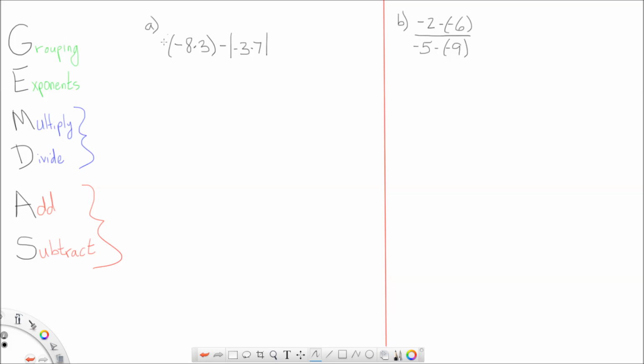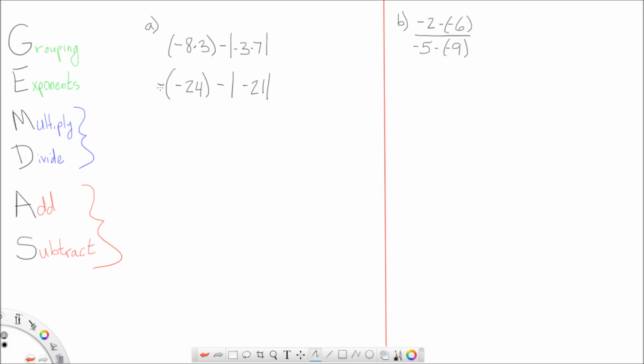The first thing we're going to do is, inside of this parentheses, we have a negative 8 times 3, so we have no exponents. So now we move on to the blue, which is multiply and divide left to right. Well, we just have one multiplication, so negative 8 times 3 is negative 24. We haven't got to subtraction yet, so that's still the same. And now in the second group, we have absolute values. Same thing, we don't have exponents. We have multiply and divide left to right. Negative 3 times 7 is negative 21.